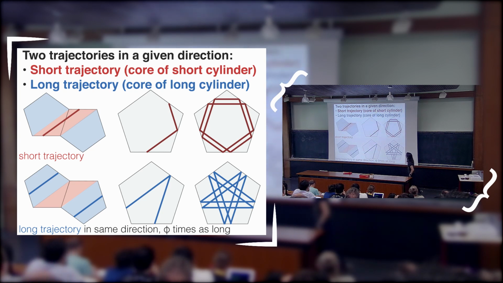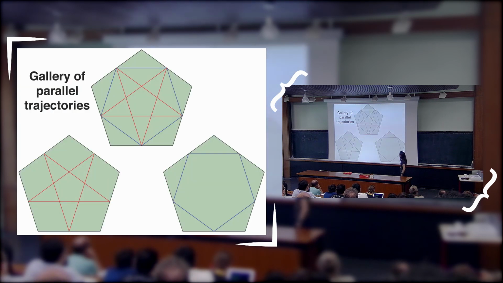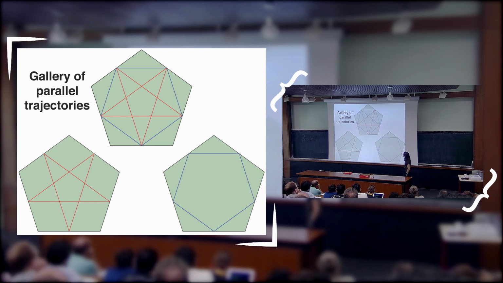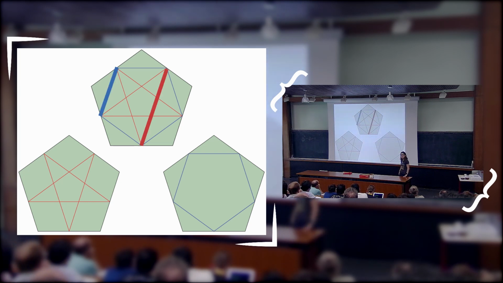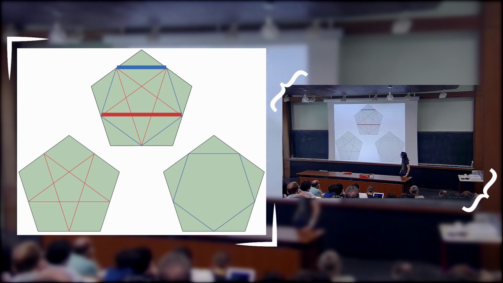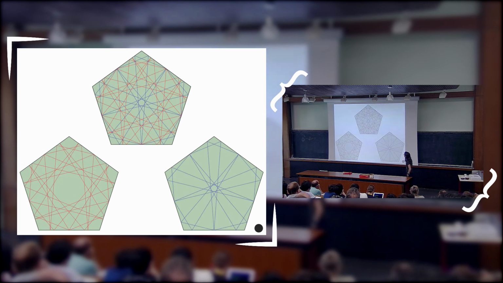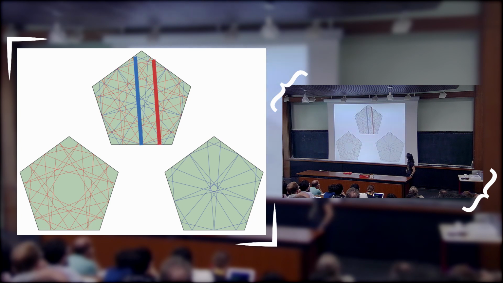So here are some examples of short and long trajectories in various directions. So here's the first one. So we have the pentagon and the star. And you can see that they have parallel parts. All their parts are parallel. So there you go. Here's another example. These ones, they also have parallel parts. So I've drawn the long trajectory on the left, then the short trajectory on the right, and then I've superimposed them at the top.